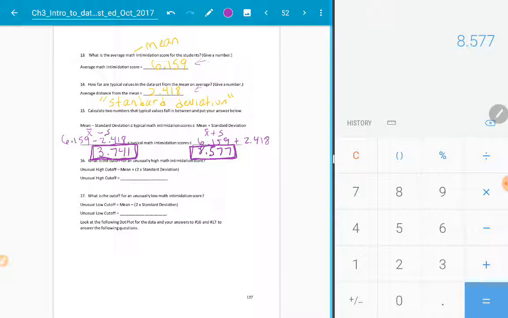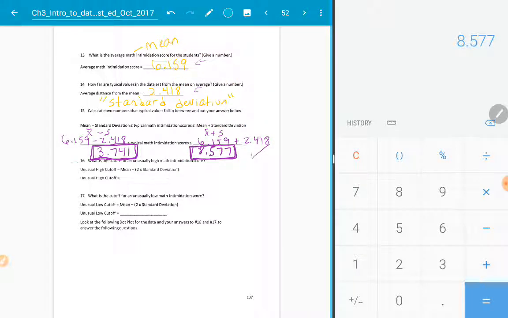Now what I want you to do here, since it's easy to make a math error, like a plus or minus mistake or a typo, is see if this answer makes sense. Your mean is 6.159, and your upper and lower boundary should be a symmetric boundary around that center. So about 3 to 8 sounds like it's right around 6. So that sounds like a reasonable answer for the boundaries of your typical values, and that gives me a check.